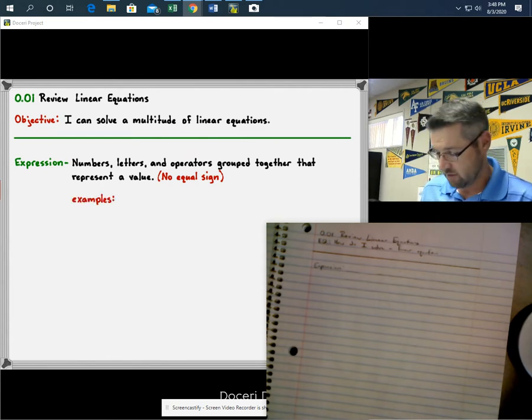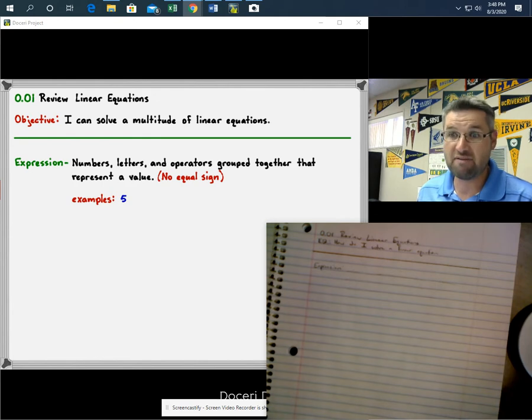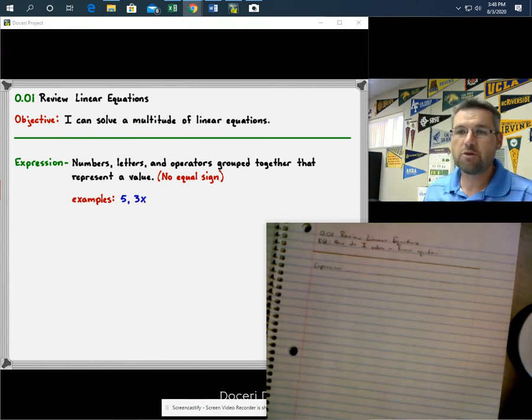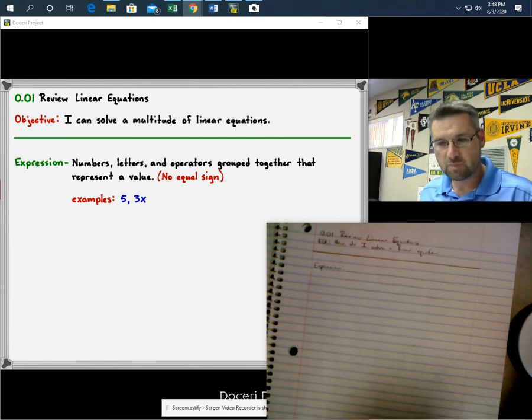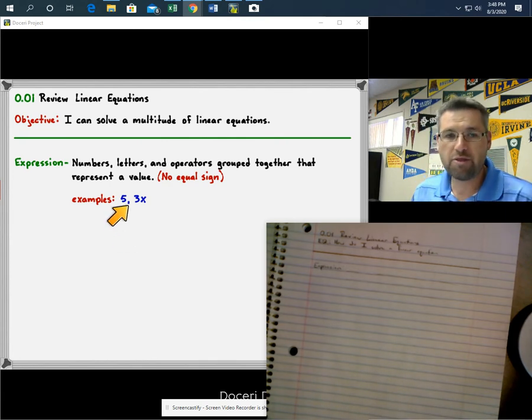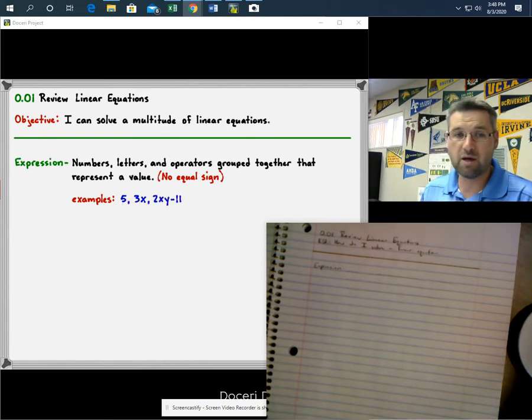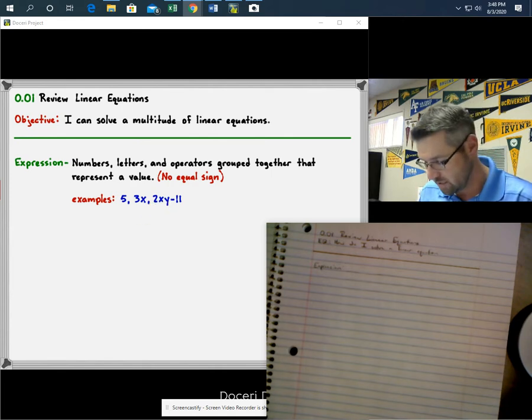And so an example of an expression is something along the order of 5. That's an expression. That is a number or a letter or an operator or any combination of those. So 3x is an expression. Why is 3x an expression? Well, 3x represents or means 3 times x. So here's your number, here's your letter, and your operator is implied by multiplication. Because there is no operator, we say it's multiplication. Another example of an expression is 2xy minus 11. You have letters and numbers and an operator in there, multiplication, subtraction, so that's an expression.